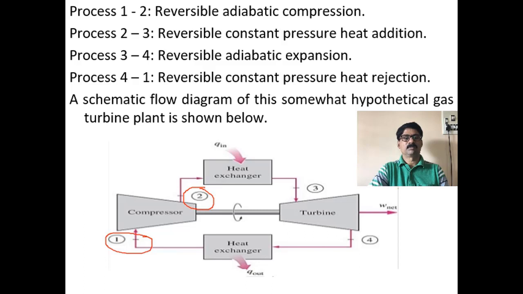This is isentropic compression. Then the heat addition process takes place in a heat exchanger, and then the gas expands in the turbine during process 3 to 4. The turbine produces some work output, that is the net work output, turbine work minus compressor work. Finally, the gases are fed to the heat exchanger, where they are cooled back to the initial temperature and supplied back to the compressor, right?